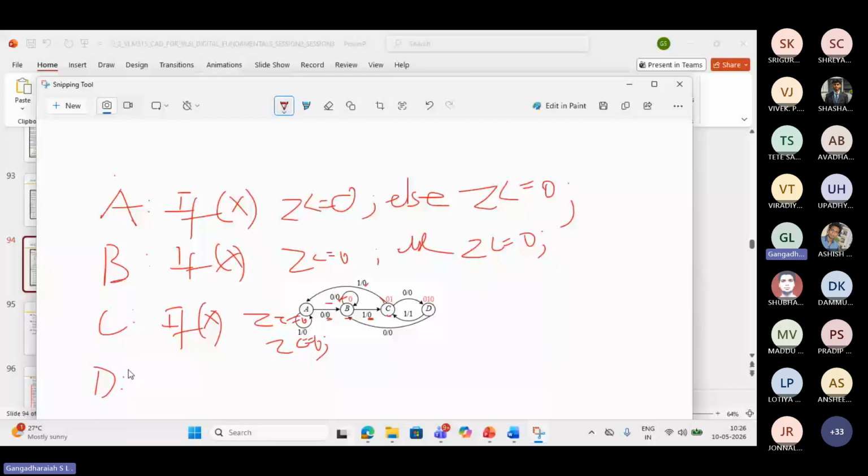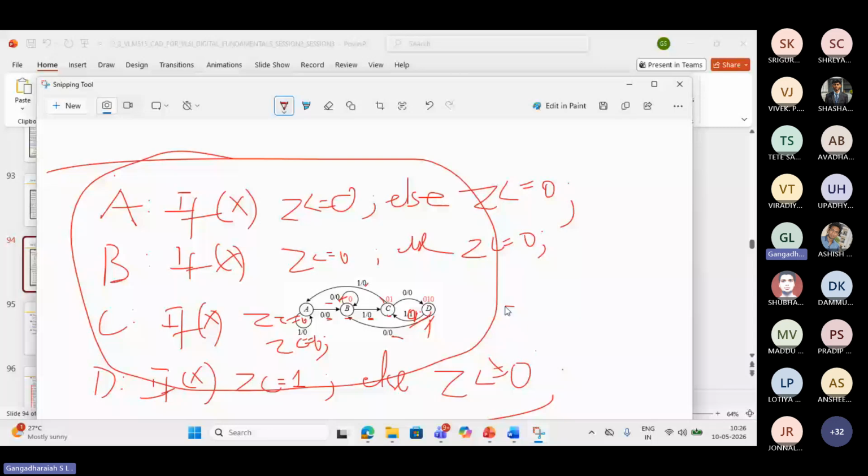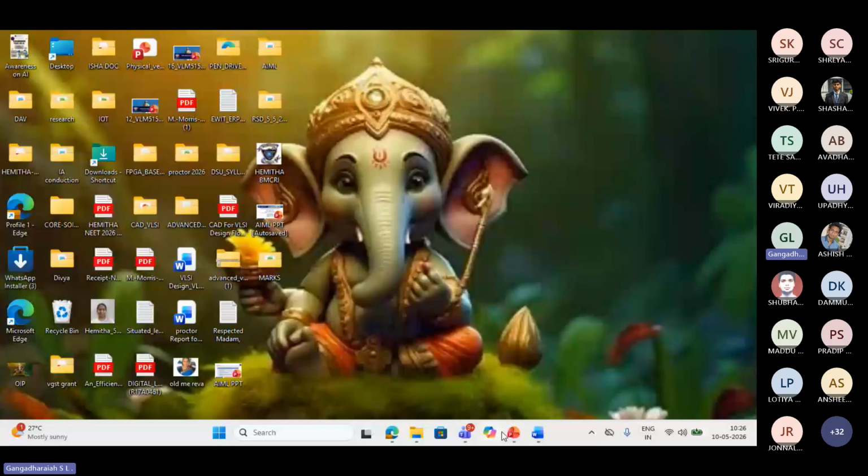With D as the present state, if X, what is the output? Z equal to 1. Else, if X equal to 0, it is 0. That's it. This always block is for the output and the previous always block is for the next state transition. Now, like this, you must be in a position to code any FSM. Any doubt here?